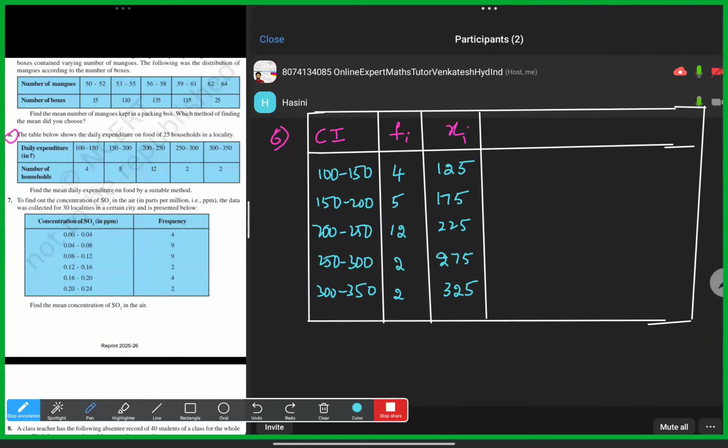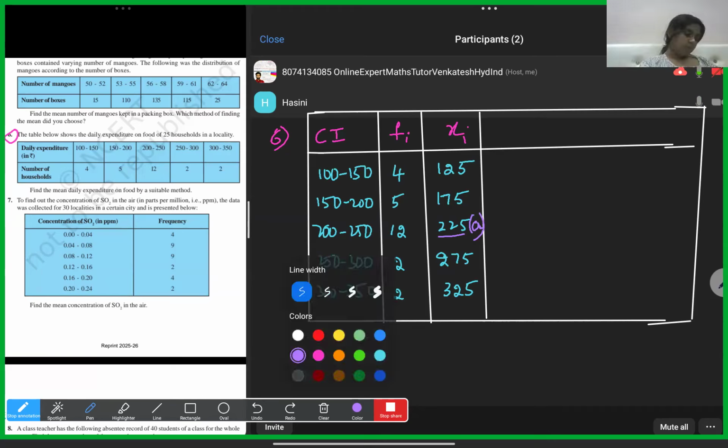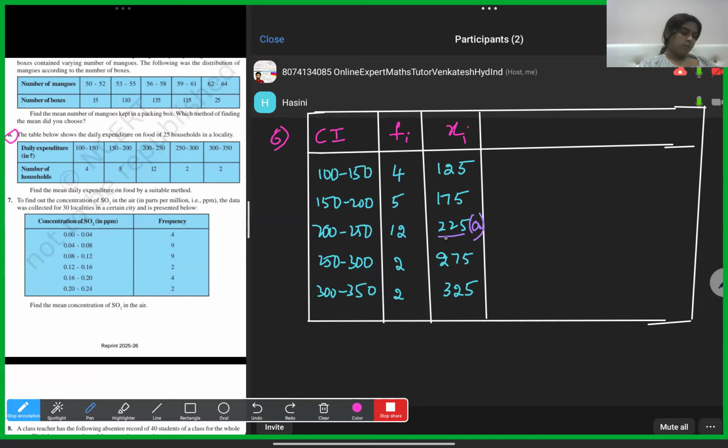Then next, you can see the xi values are big. We'll go for either the step deviation or the assumed mean method. First, we'll check the assumed mean method, by checking the xi minus a values. What is a, Hasni? A is 225. Yes, sir.